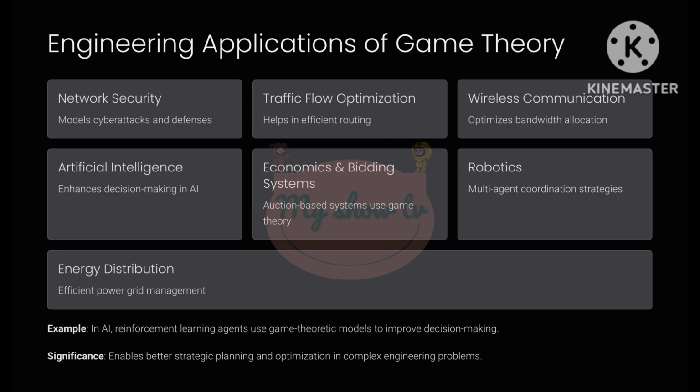Example, in AI, game theory helps in reinforcement learning, where an AI agent learns the best actions based on competing agents' moves. Significance, engineering applications of game theory help optimize real-world problems, making systems smarter, efficient, and competitive.